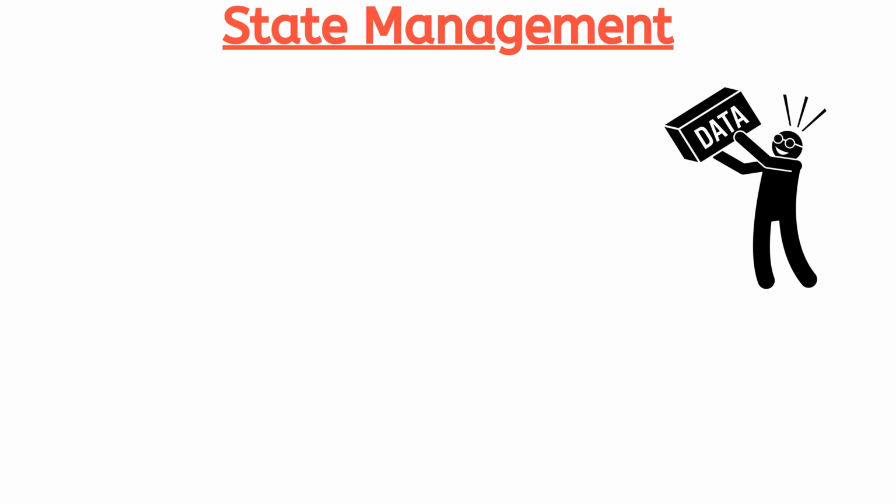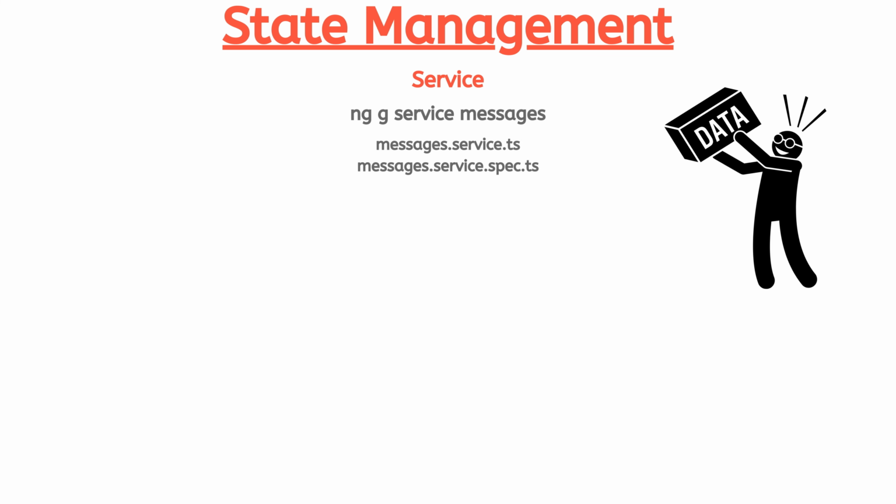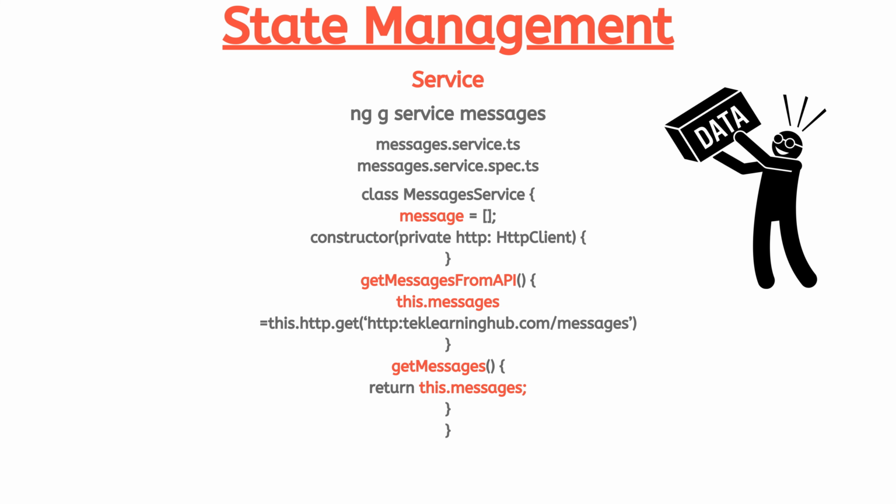Angular state management is an inbuilt feature. To manage the state, we need not go out of the framework. There is something called a service. To create a service, we use a schematic called ng generate service and the service name. In the previous service, we noticed a service TS file. This is how it looks: a class MessageService, and right now it has empty messages.